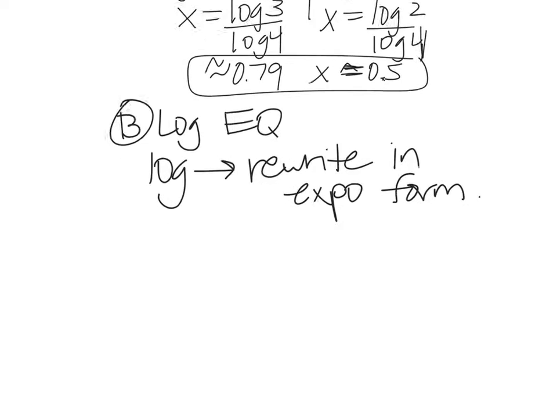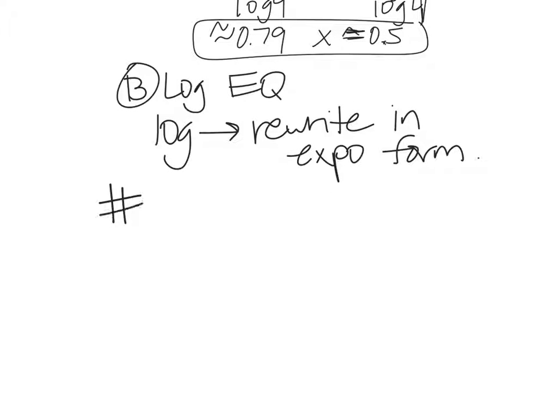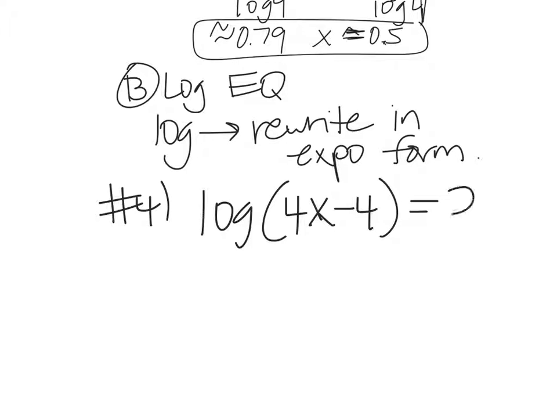So let's see some. Number 4. Let's say that we have something like this: log of 4x minus 4 equals 2. Okay? Now, you can't add 4, you can't divide by 4, you can't take anything out of here, but what you can do is get rid of the log by writing it in exponential form.